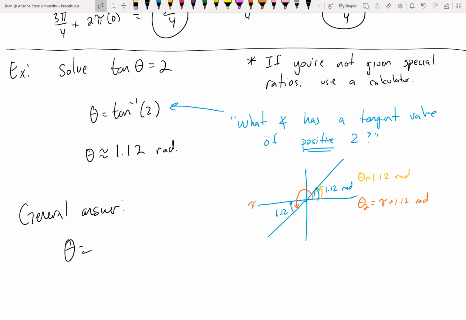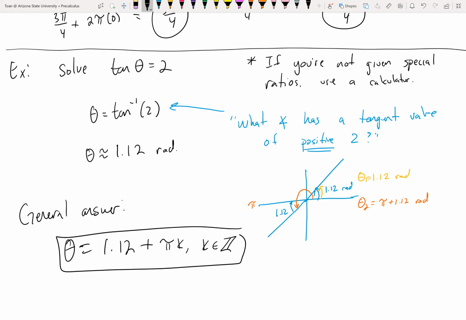You can start at any answer you want. I'm going to go ahead and start here. So that's going to be 1.12. But instead of adding a full 2 pi, if I start here, to get to my next solution, I just have to add half of a circle, so it's 1 pi. So instead of adding 2 pi, you're going to add 1 full pi to get to my next answer. That's going to be pi k. And of course, declare that k is an integer.